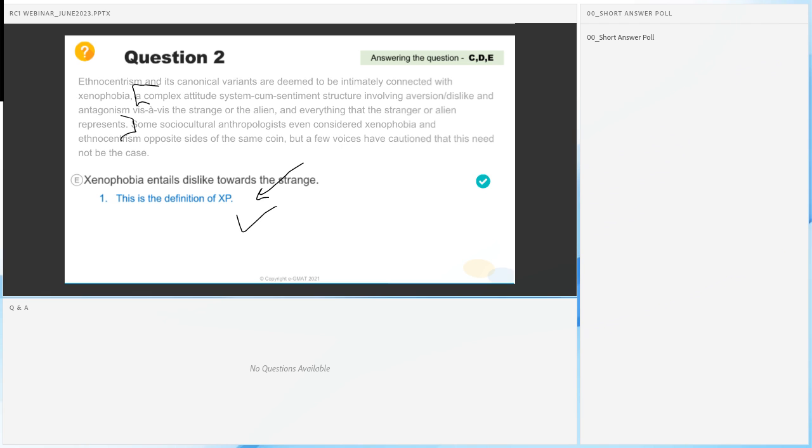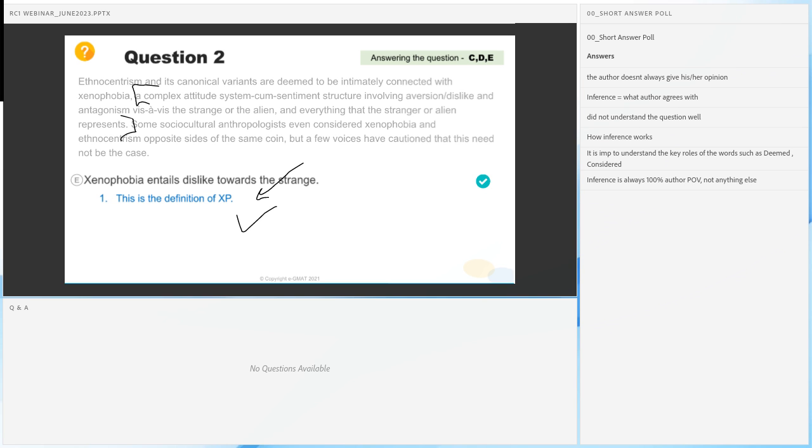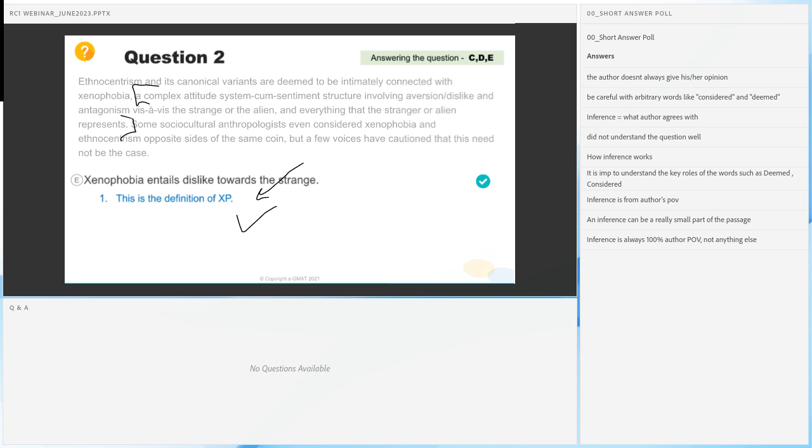What were your takeaways from this? You guys made a lot of mistakes in this one, and there was lots and lots of learning. Okay, Kushal says, got idea about inference questions. That's good. The author doesn't always give his or her opinion. That's good to learn. Inference is what the author agrees with.